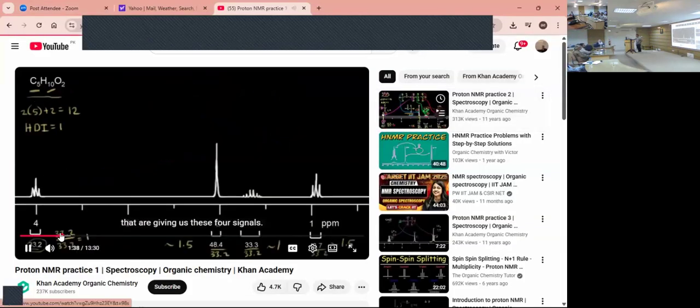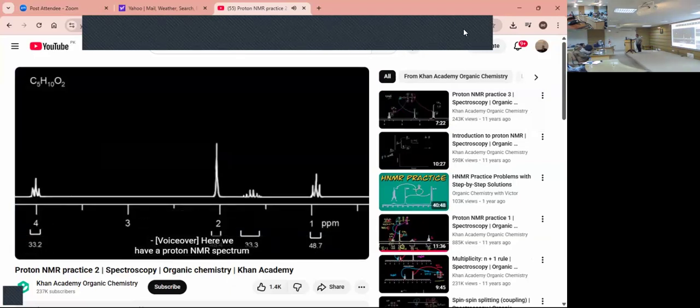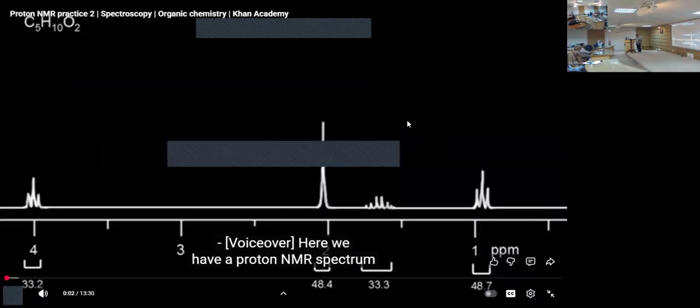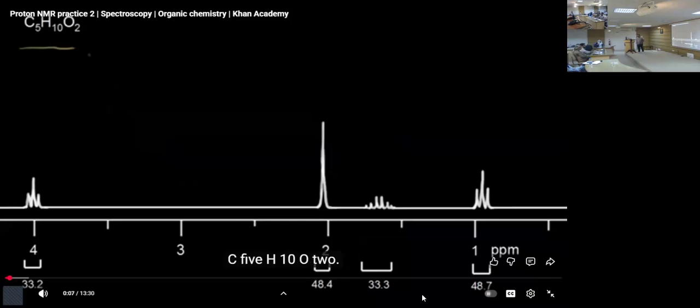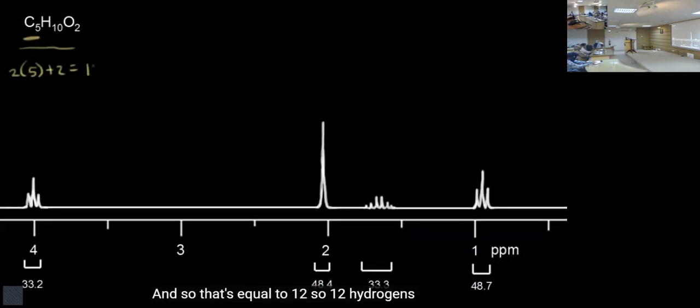But we need to think about, here we have a proton NMR spectrum for a molecule that has a molecular formula of C5H10O2. And let's start by calculating the hydrogen deficiency index. So if we have 5 carbons, we can have a maximum of 2 times 5 plus 2 hydrogens, and so that's equal to 12. So 12 hydrogens is the maximum number for 5 carbons.